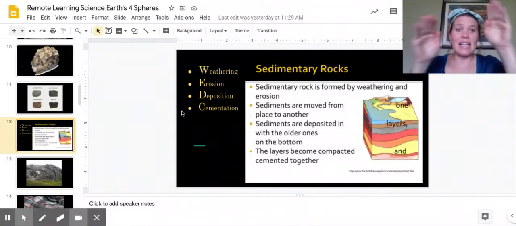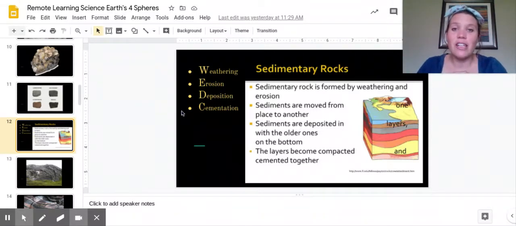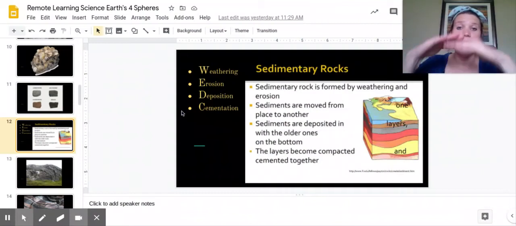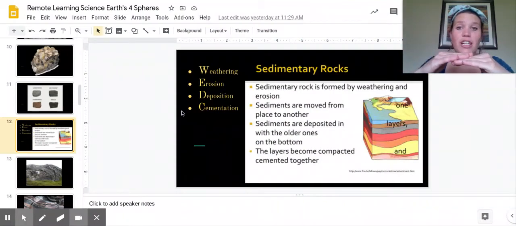Then that E is called erosion. That's the carrying away. It's like a big wind gust carrying the sediments away. So again, wind, water, or ice can carry those sediments away once they've been broken down or weathered. So after weathering and erosion, we have deposition. The wind, water, and ice can't carry those sediments forever, so they have to drop them off. When they're dropped off, that's called they're deposited, or deposition is the noun for that.